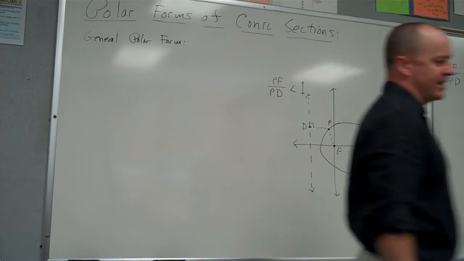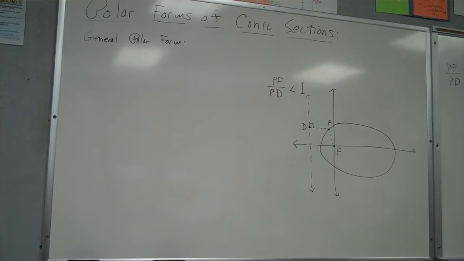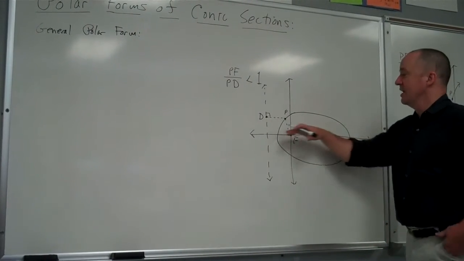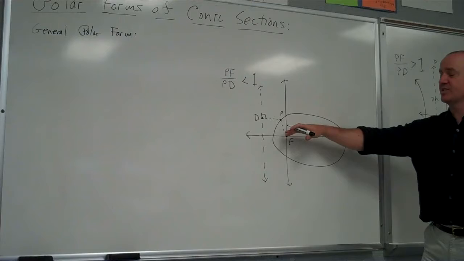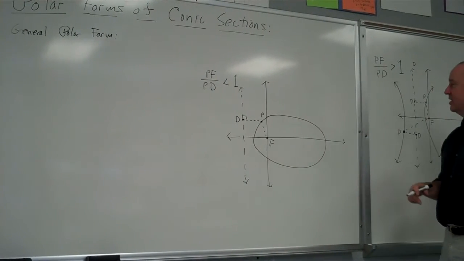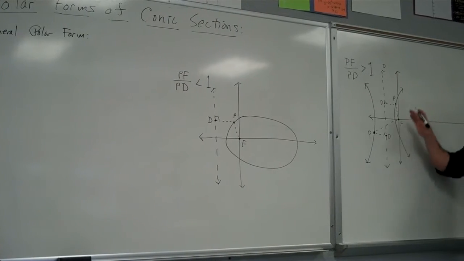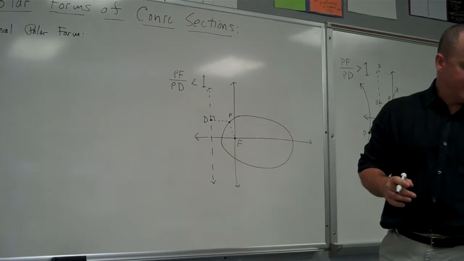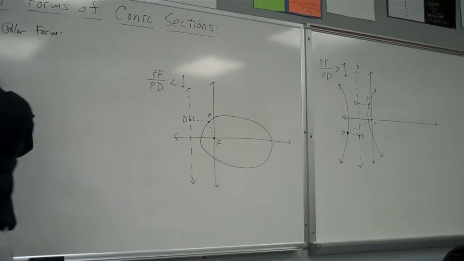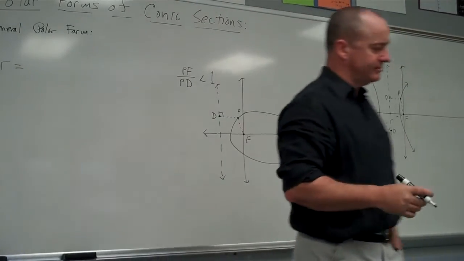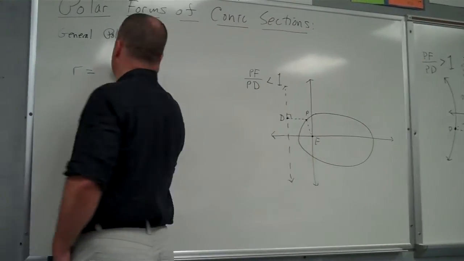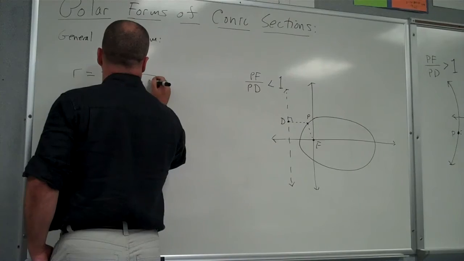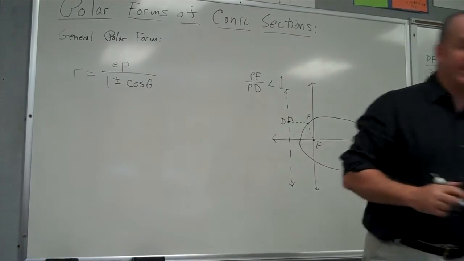Every conic that goes left or right, by which I mean an ellipse with a horizontal major axis, a hyperbola where the wings go left and right, a parabola that goes left and right. So the ones that we graphed. Yeah, all the ones that we graphed are of the form r equals eP over 1 plus or minus e cosine theta.